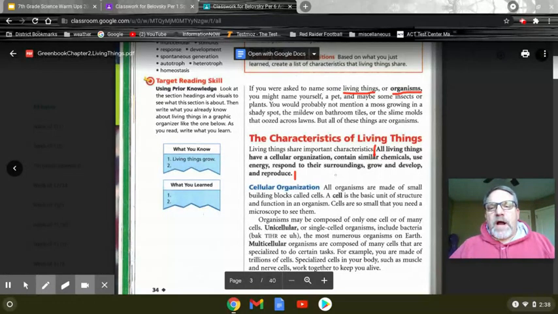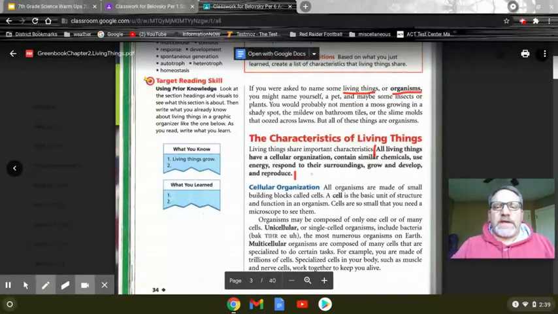Number 3 is use energy. Every living thing uses energy. You're using energy to listen to me and to type right now. The bird that just flew by my window is using energy to fly. The plants out in front of my house are using energy to make food, especially the green plants. There's a holly bush sitting right here on the corner of my house, and it is using energy to make food for itself.